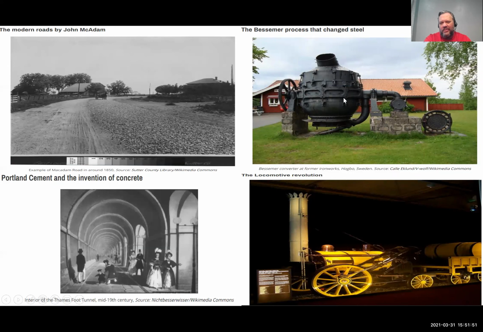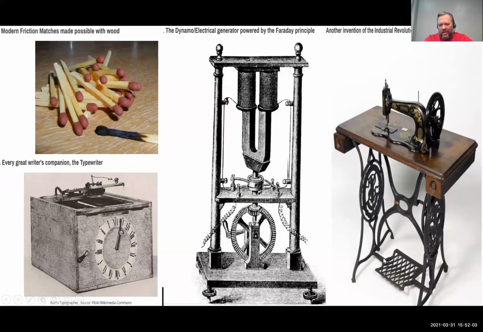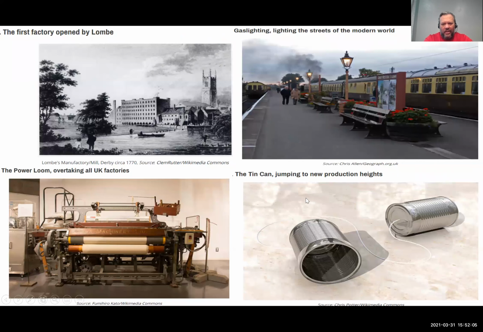The Bessemer process. This was a new way to produce steel that was a lot cheaper. Cement, the Portland cement, and the invention of concrete. You know, think of all the stuff that we have with concrete. Here we have transportation. Sorry, the first factory opened. This one is in Lomas Manufacturing. I'm not sure where that is.